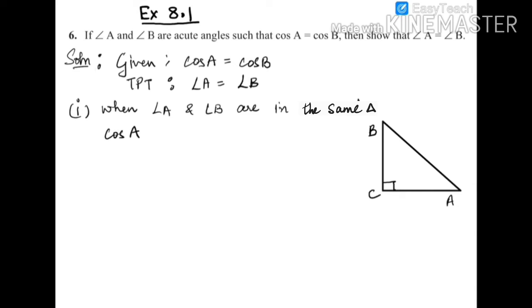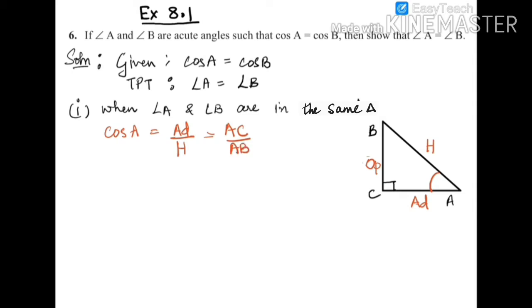So let's find cos A. Since we are talking about angle A, the opposite side will be BC, adjacent side will be CA, hypotenuse will be AB. So cos A will be equal to adjacent side upon hypotenuse, and that is equal to AC upon AB.